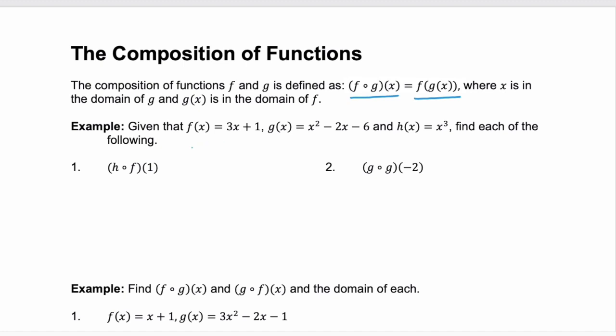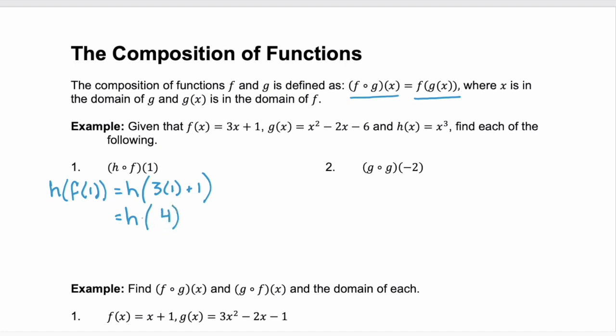Here we're given three functions, f, g, and h of x, and we're asked to find each of the following. The first is asking for h of f of 1. Remember, that means h of f of 1. So first we're going to find f of 1. And f of 1 means substituting 1 in for every x in the f function. So that is 3 times 1 plus 1. We simplify that and we get h of 3 plus 1, or h of 4.